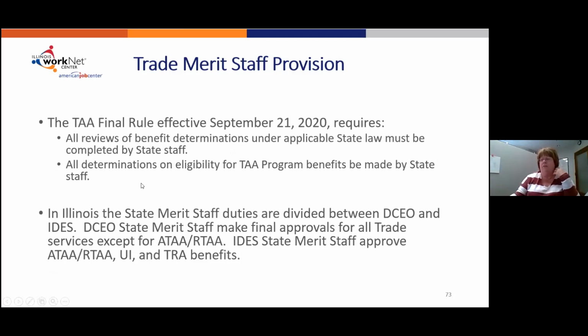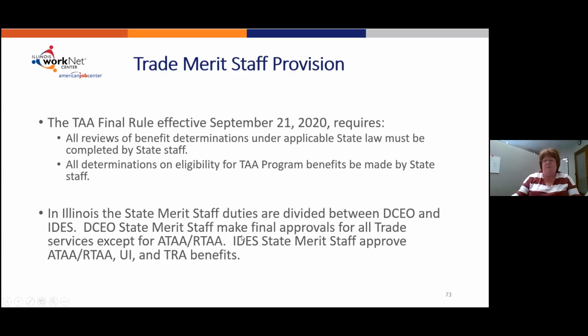And so the trade merit staff provision that's in place in Illinois, the TAA final rule that was effective September 21st of 2020, requires that all reviews of benefit determinations under applicable state law must be completed by state staff. All determinations on eligibility for trade program benefits must be made by state staff as well. So in Illinois, those state merit staff duties are divided between DCEO and IWDS.